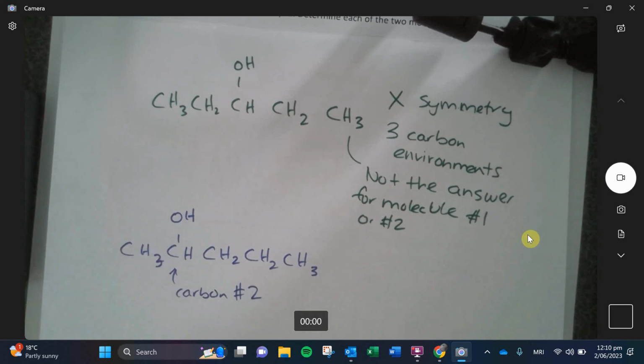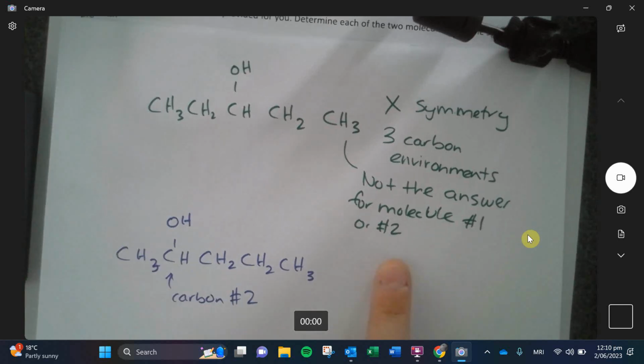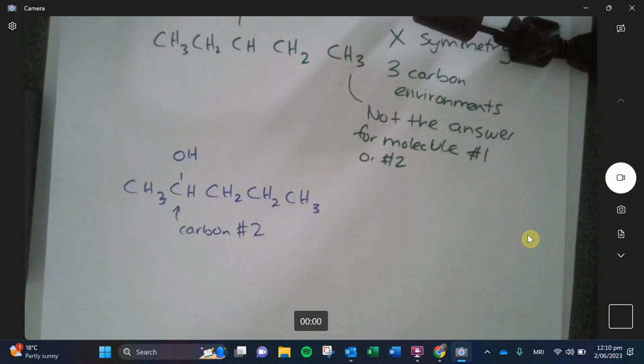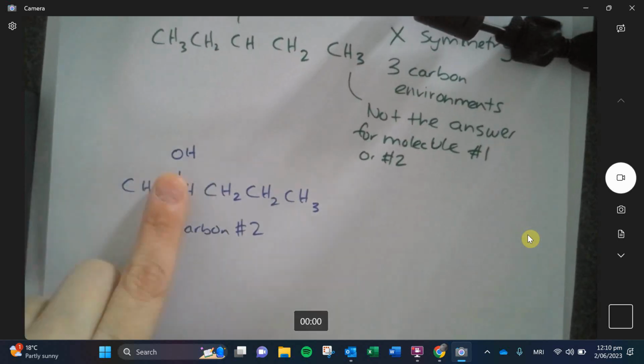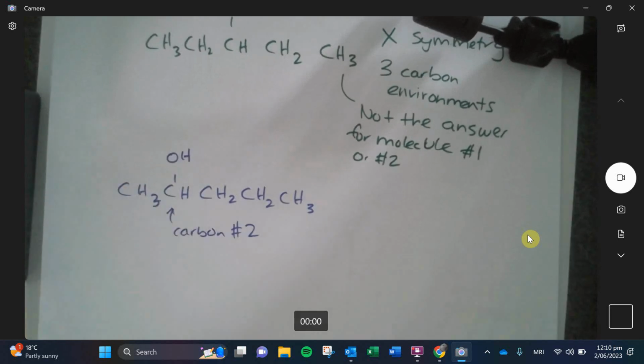Now, this one, we don't know at this point whether it is the answer for molecule 1 or for molecule 2. If you are aiming for a merit, you could stop here and not further justify it and be okay. The other option that a lot of you came up with is you move the OH down to carbon number 1.